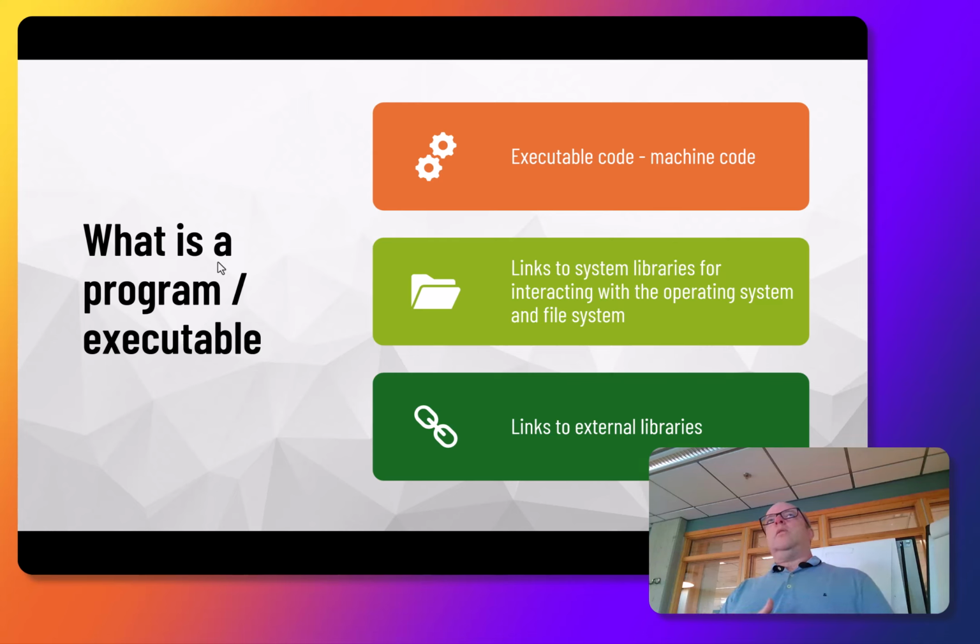We combine these together. Executable code, that is your code. You have links to system libraries that are printing out to the screen, talking to the operating system, opening files, and then you have other libraries that you depend upon and use.